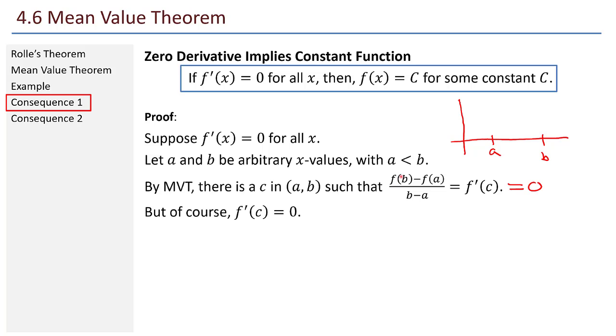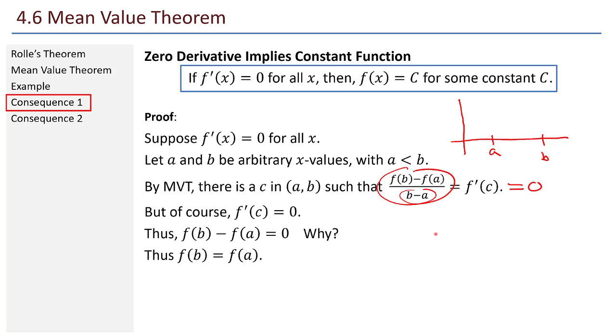So my fraction, f of b minus f of a over b minus a, that whole thing equals 0 too, right? And so by multiplying both sides by that denominator, b minus a, I can clear out that denominator and I find that f of b minus f of a equals 0. Now, add f of a to both sides, I get f of b equals f of a.